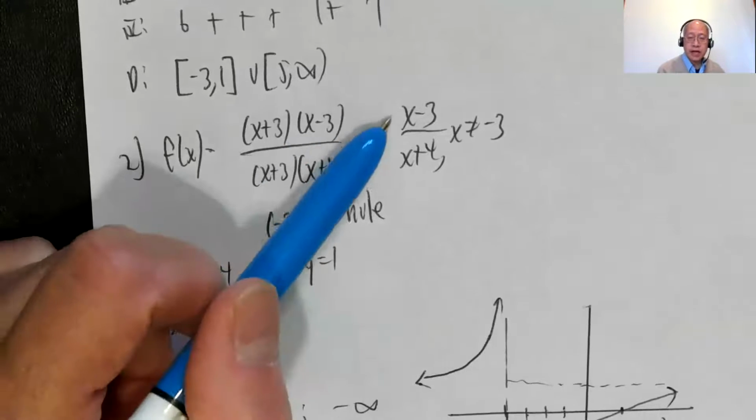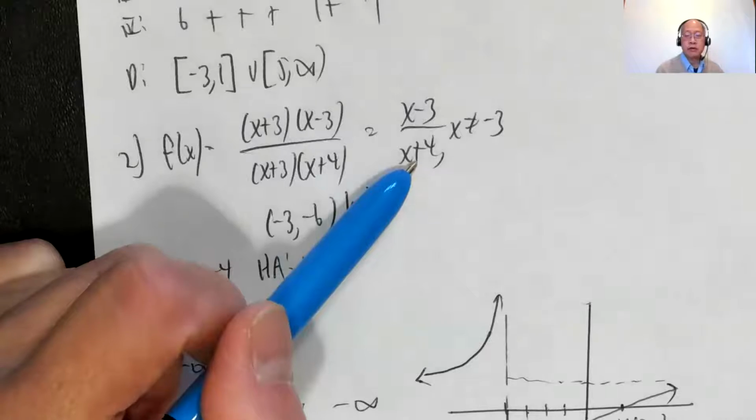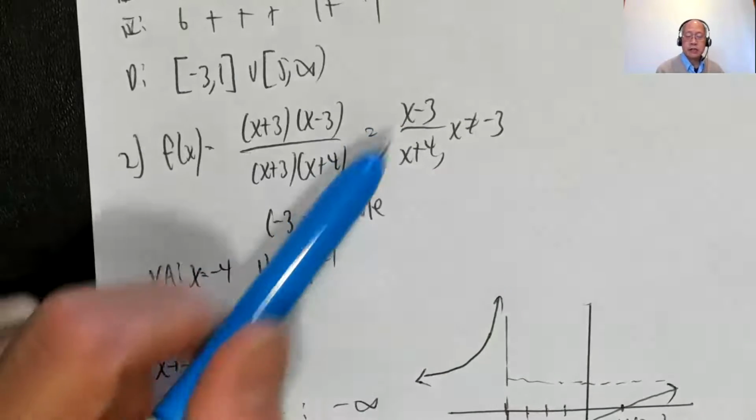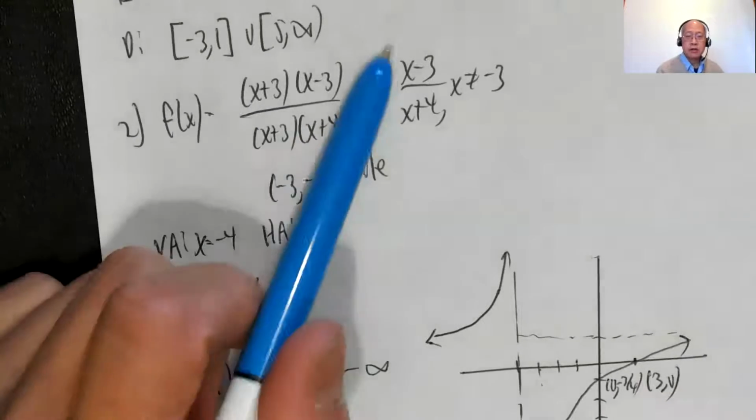Okay, how do I get that? I plug in -3 here. -3 plus 4 is 1, so I'm dividing by 1, which means I don't do anything to the numerator. -3 minus 3 is -6. So (-3, -6) is going to be a hole. The rest of the graph, I just look at this.